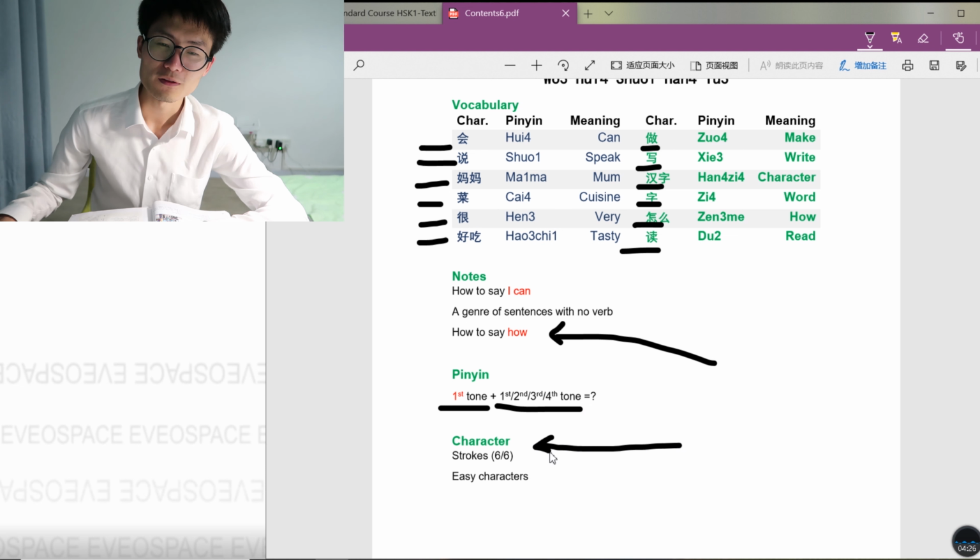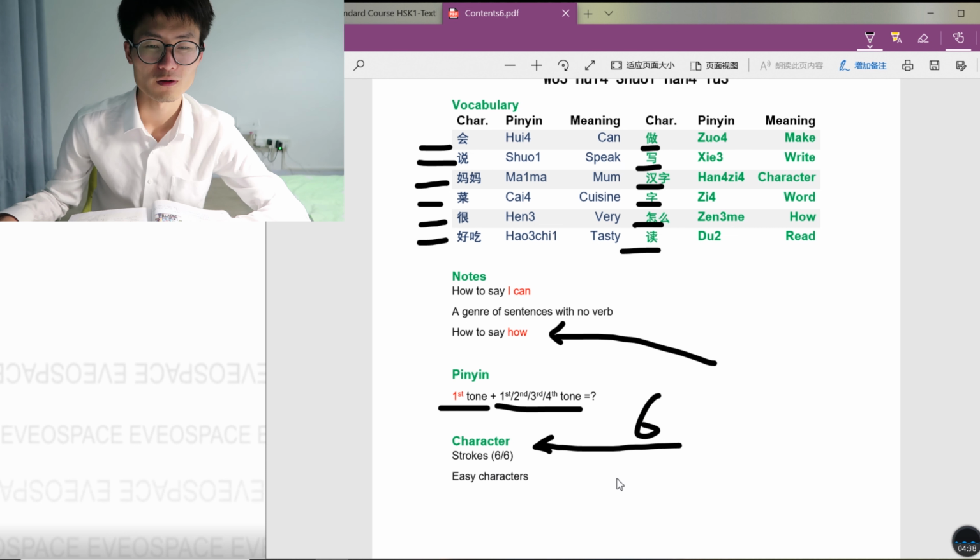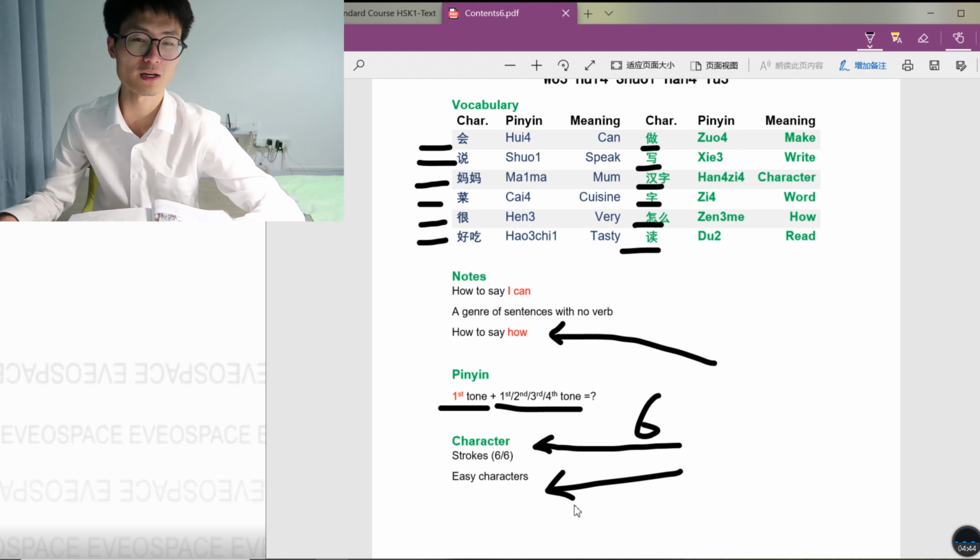And then at last we have character. Finally, we have come to this last lesson of strokes. And then we have easy characters as usual.